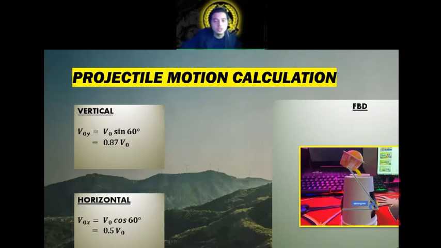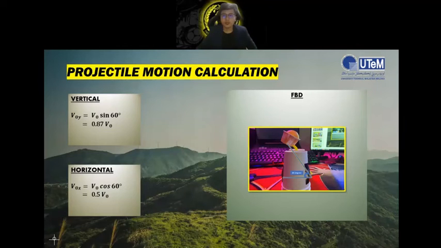Okay, let's proceed to the calculation. Thank you, Shahid. My name is Muhammad Daniel. Today I will explain the projectile motion calculation for our ping-pong launcher. We must first analyze the free body diagram for our ping-pong launcher. The angle for our ping-pong launcher is 60 degrees. Then we analyzed the vertical axis and horizontal axis.